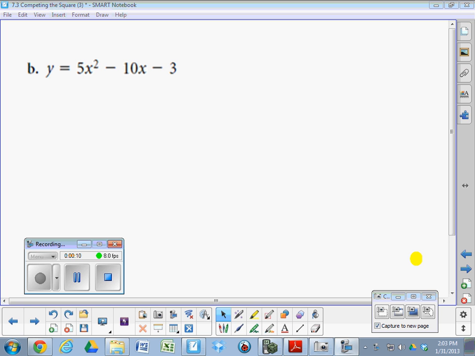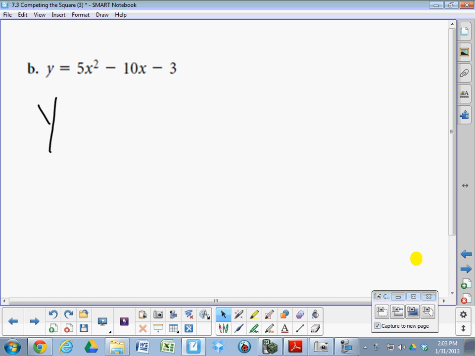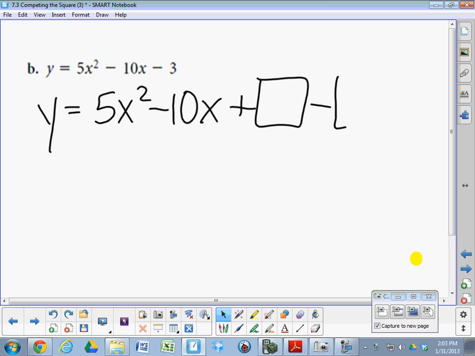Let's figure out how you complete the square. You've got the minus 10x, you add a missing box, you subtract a missing box, you bump the minus 3 to the end. Completing the square. This is like the second level of completing the square because it has that coefficient out front, that dilation.